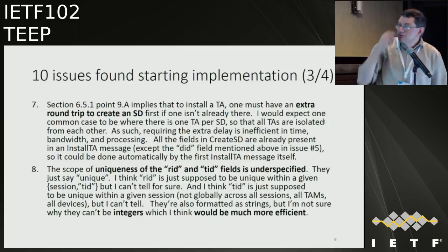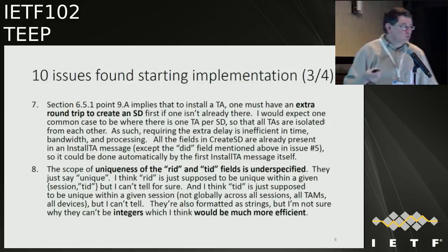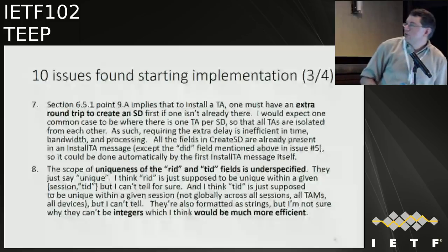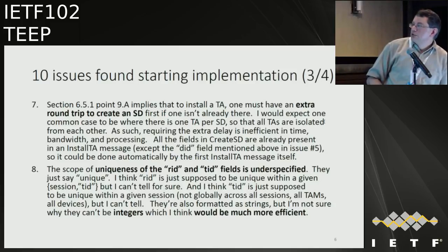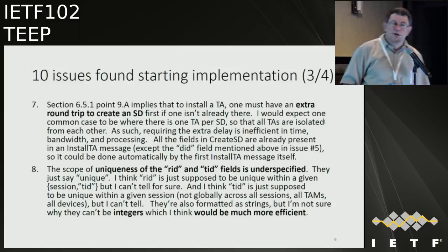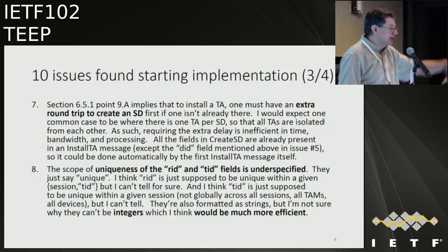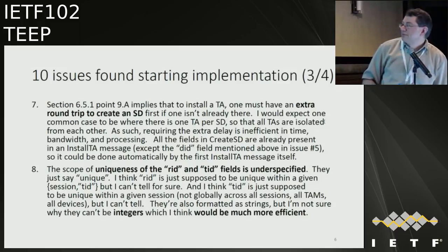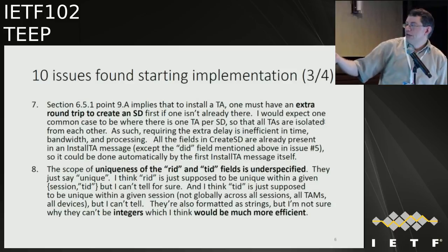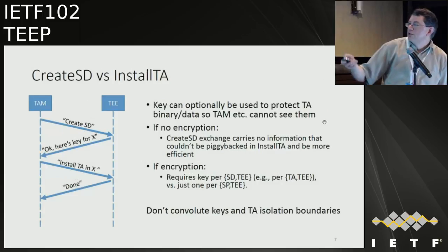Okay, the next major-ish issue, one worth drawing a picture anyway, one that I want to talk about is number seven, which is this extra round trip to create a security domain. I mentioned before the extra round trips necessary to initiate it, where I couldn't implement the first message. And so I wanted to have a diagram on that one, and I'll come back to number eight, which is also worth mentioning.